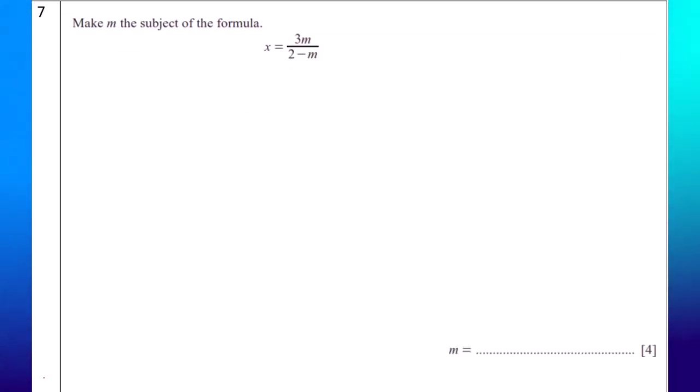Question number 7. In this question, they said make M the subject of the formula. This is also an important question, guys, because look at the marks, 4 marks for this question. And it is very similar to question number 4. First step, we will shift 2 minus m to the other side because on this side it is in division. When you shift it to the other side, you have to multiply. So we will write x bracket 2 minus m bracket, meaning multiplication, is equal to 3m.